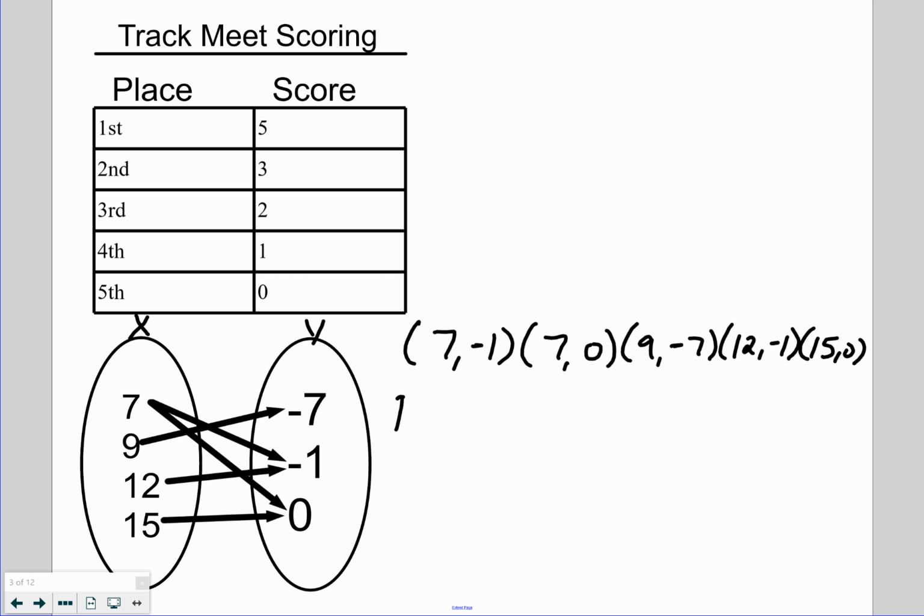What is the domain of this? What would be the domain of this relation? What's the domain? 7, 9, 12, and 15. Notice how I only said 7 once. If it repeats, you don't need to do it more than once. All right? So it'll be 7, 9, 12, and 15.